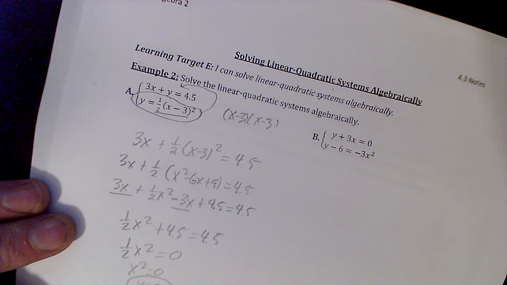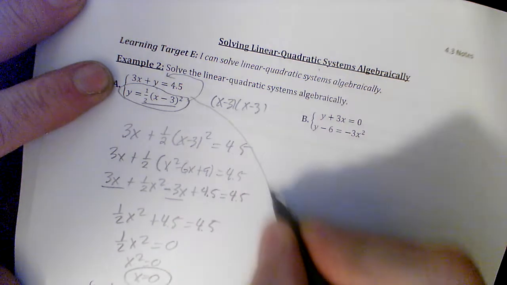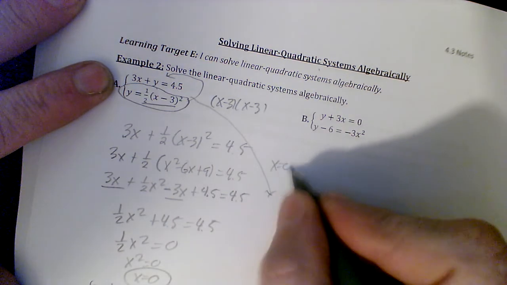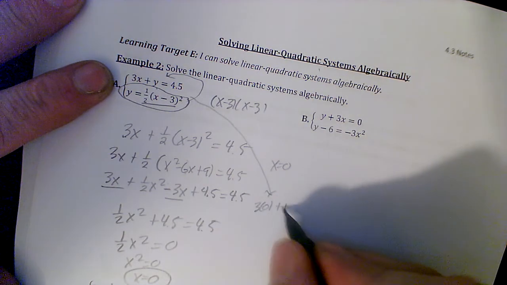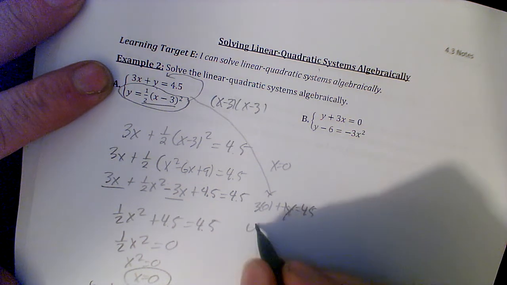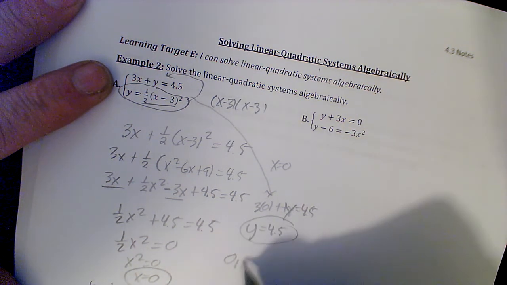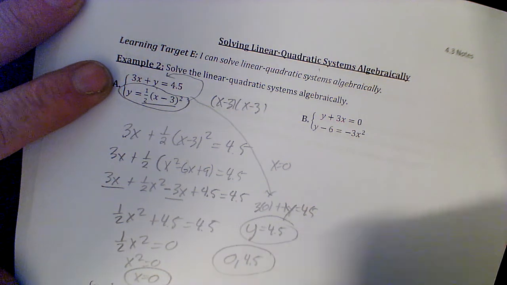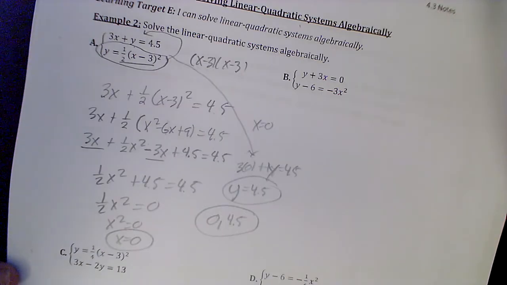And it doesn't really matter where you put it in. If I put it in right here, we can plug x equals 0 in there. I got 3 times 0 plus y equals 4.5. That gives me y equals 4.5. So I have an ordered pair solution of (0, 4.5). One solution. Very often you're going to get two with these, but this one, I've only got one.